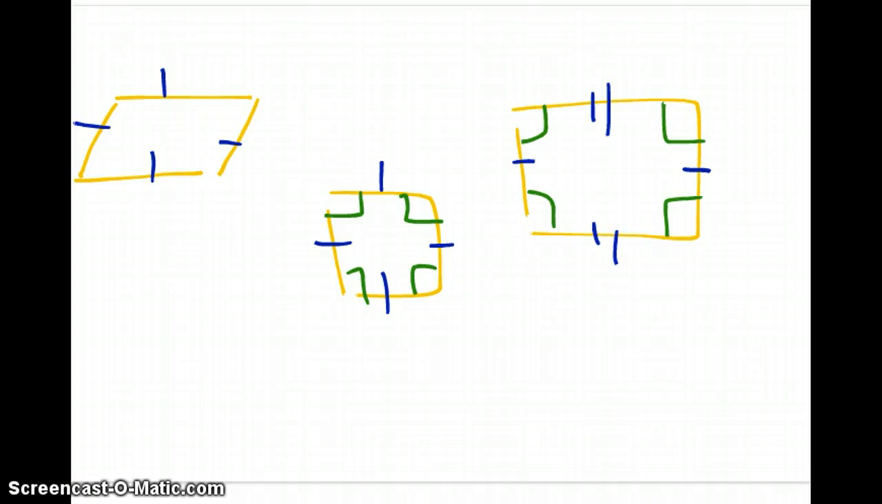The square has properties which a rhombus and a rectangle have. A rectangle is not a rectangle unless it has four right angles. A square has four right angles. A rhombus has four equal sides, and so does a square.